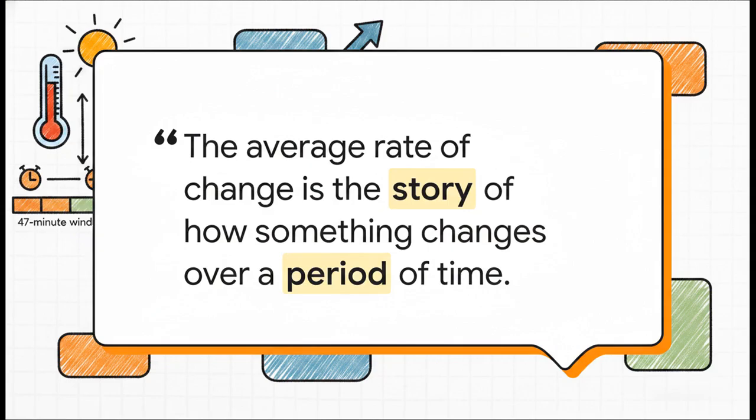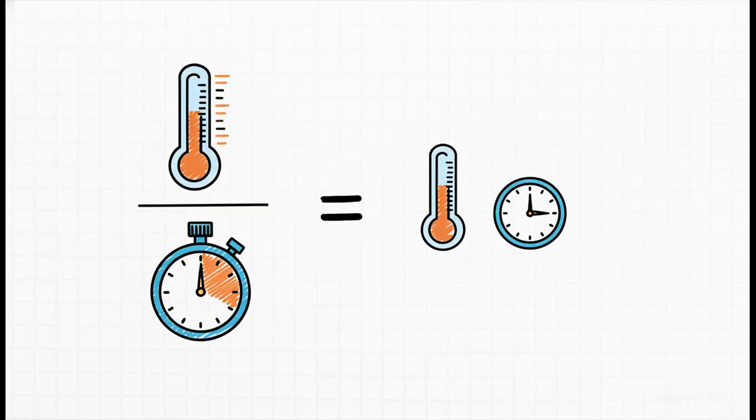It's the story of how that furnace's temperature was behaving, on average, during that specific window of time. And here we go, the grand finale. We take our total change in temperature, that delta T of 21 degrees, and we divide it by the total time that passed, our delta T of 47 minutes. You pop that into a calculator, and what do you get? About 0.447 degrees Fahrenheit per minute.